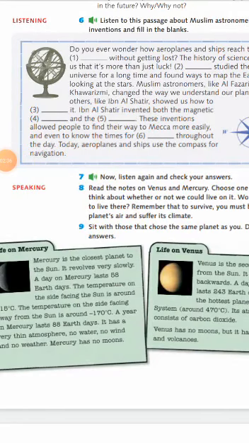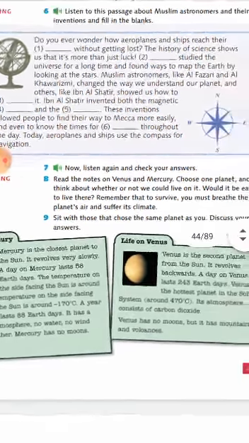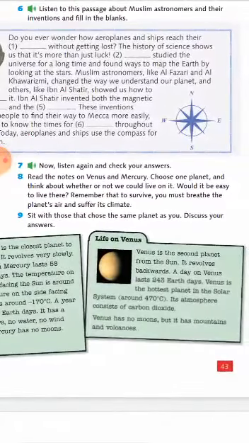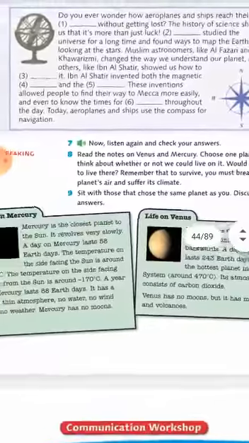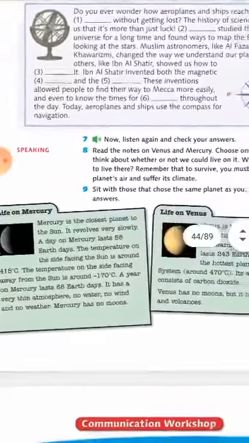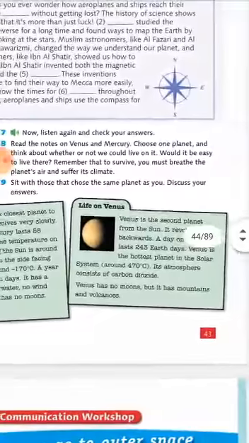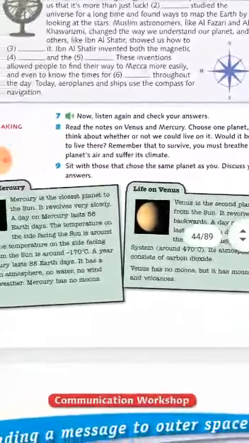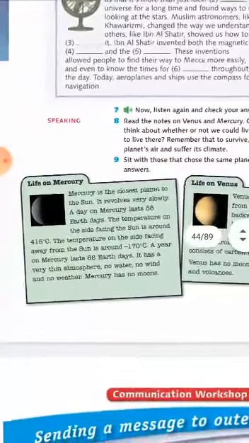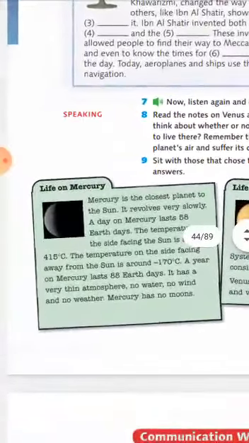Number 8, move to number 8. Read the notes on Venus and Mercury. Choose one planet and think about whether or not we could live on it. Would it be easy to live there? Remember that to survive, you must breathe the planet's air and suffer its climate. So here we have notes about Mercury. Here we have notes about Venus. We will read them, then we will write about them. So this was your homework.